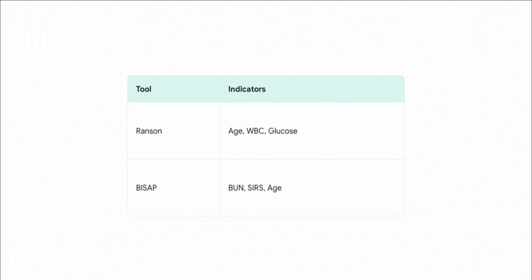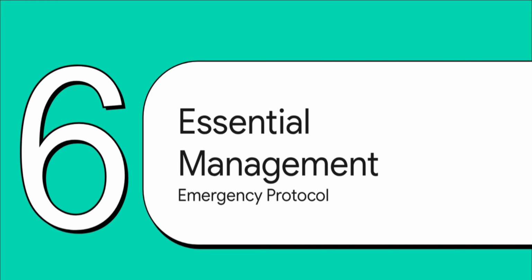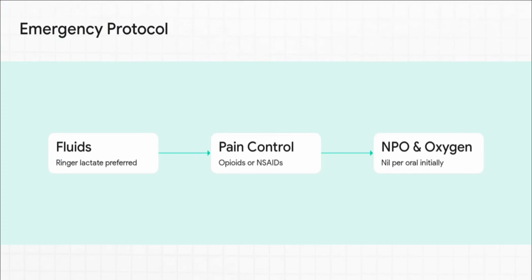Alternatively, you can use the BISAP score, which is a really quick bedside tool looking at elevated BUN, impaired mental status, systemic inflammatory response, age over 60, and pleural effusion. The rule of thumb here is simple: a higher score equals higher mortality. Almost done. Section 6, Essential Management, the Emergency Protocol. Let's walk through the actionable steps required to save the patient and stop this autodigestion in its tracks.